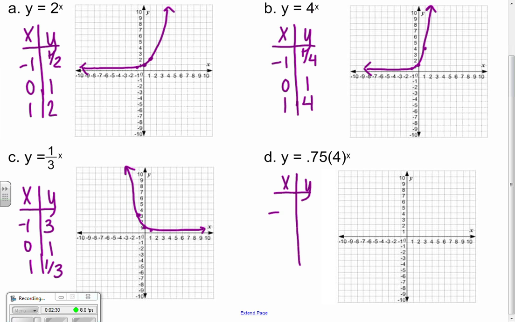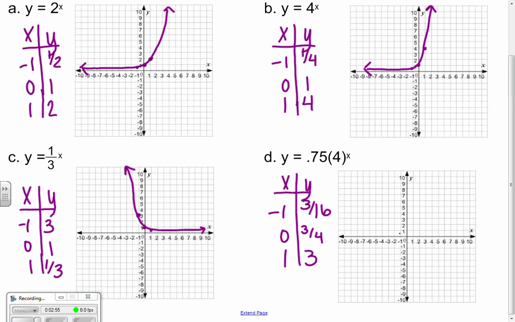Letter D, -1, 0, and 1. Putting a -1 in, 4 to the -1 is 1/4, times 3/4 is 3/16. And let the calculator do that for you. If I put a 0 in, 4 to the 0 is 1, times 0.75 is 3/4. And if I put a 1 in, 4 to the first is 4, times 3/4 is 3.